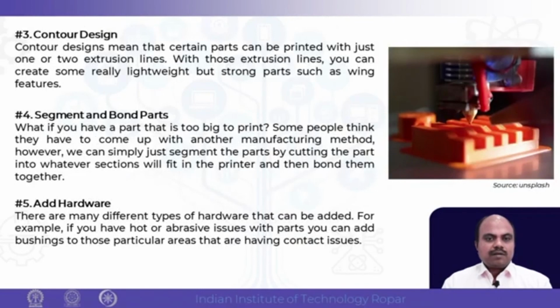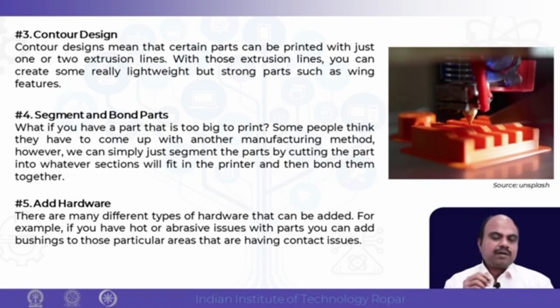Contour design means that certain portions can be printed with just one or two extension lines, and with the extension lines, really lightweight but strong parts can be made. Segmented and bonded parts is another way. If you have a bigger product, how can we manufacture it? Make small products, and then assemble them with bonding. That is possible in the additive manufacturing process. In other manufacturing processes, it is difficult.